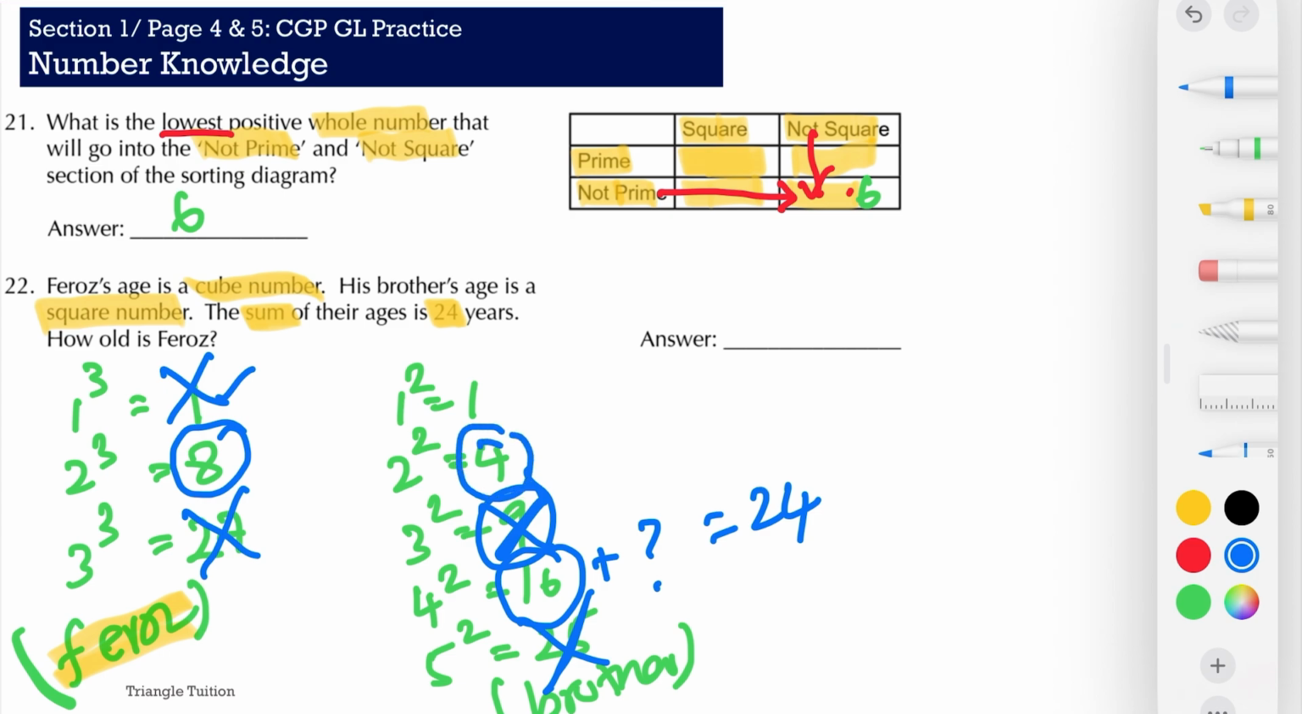4 and 8 makes 12. So this is not the correct answer either. These are not the correct answers. The answer is 8 and 16. So Pharaoh's age is 8.